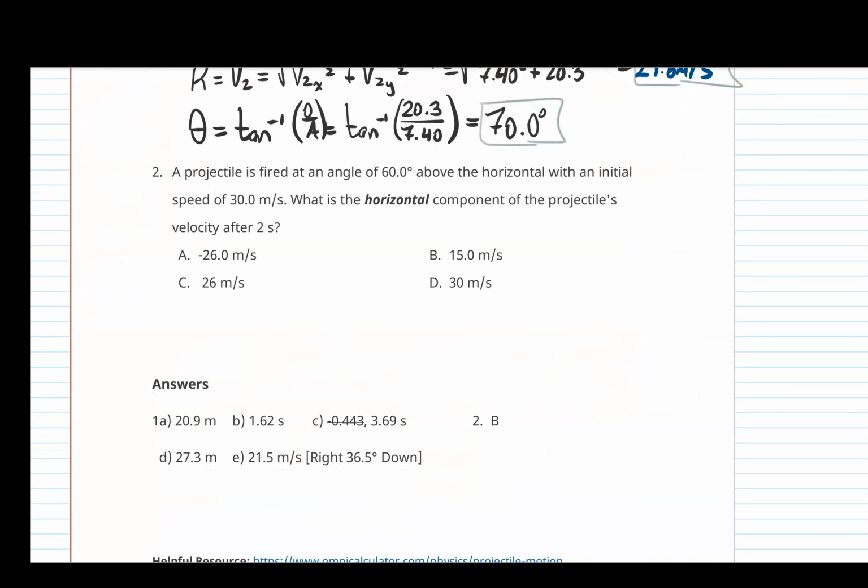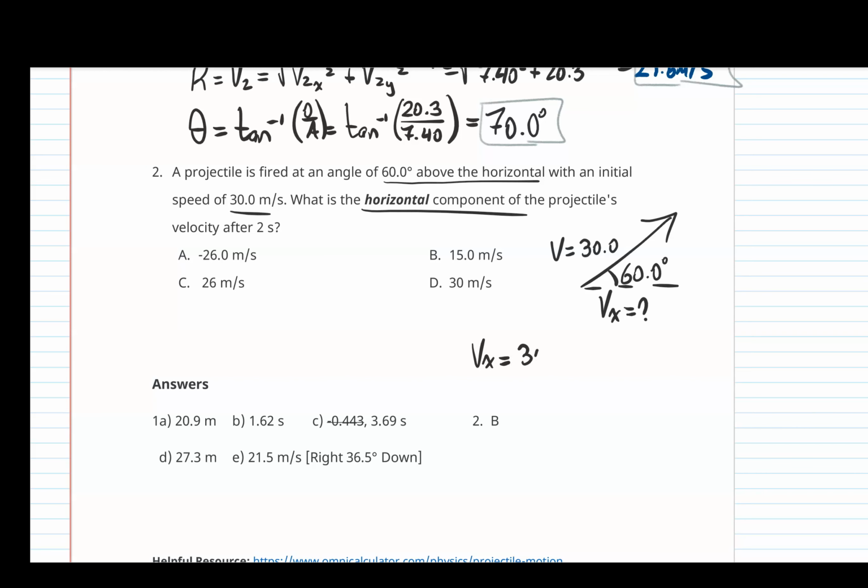Finally, a projectile is fired at an angle of 60 degrees above the horizontal with an initial speed of 30. So this is the story we're talking about. It has a speed of 30, and the angle with respect to the horizontal is 60 degrees. It asks, what is the horizontal component of the projectile's velocity after 2 seconds? Well, this is our V. Vx is what? Let's get that first. Vx is the adjacent side, so it's cosine. 30.0 cosine of 60 comes out to 15.0 meters per second.